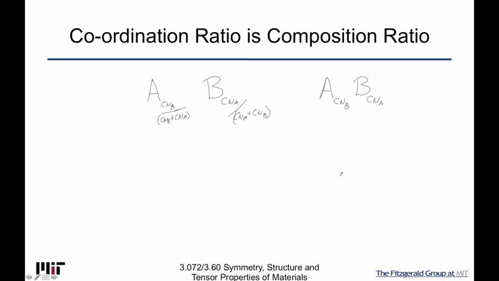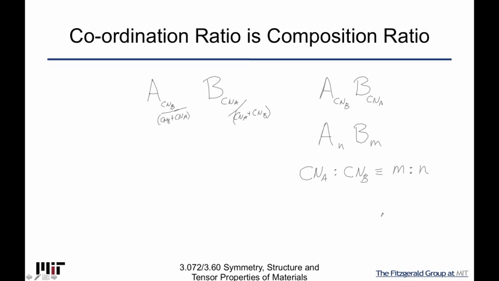and now you can see why it's inverted. If we look at a general composition A, B, M, right, then you realize that C and A to C and B is M to N.